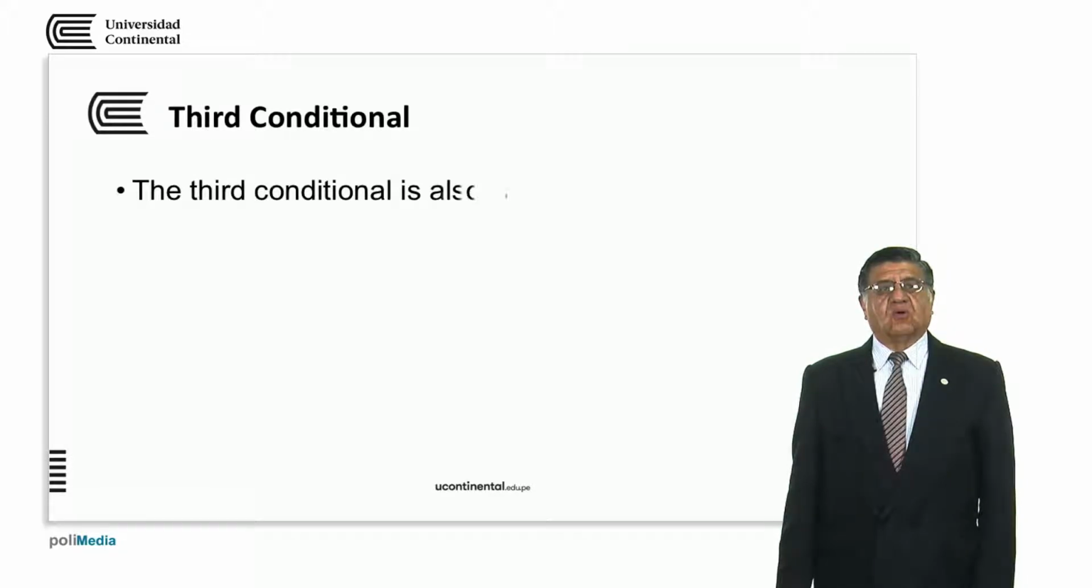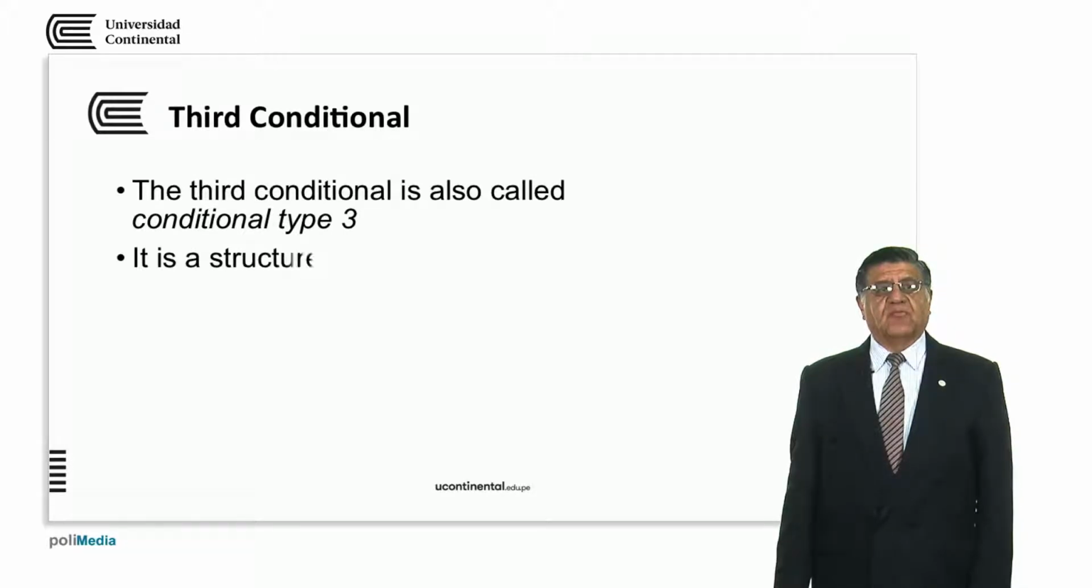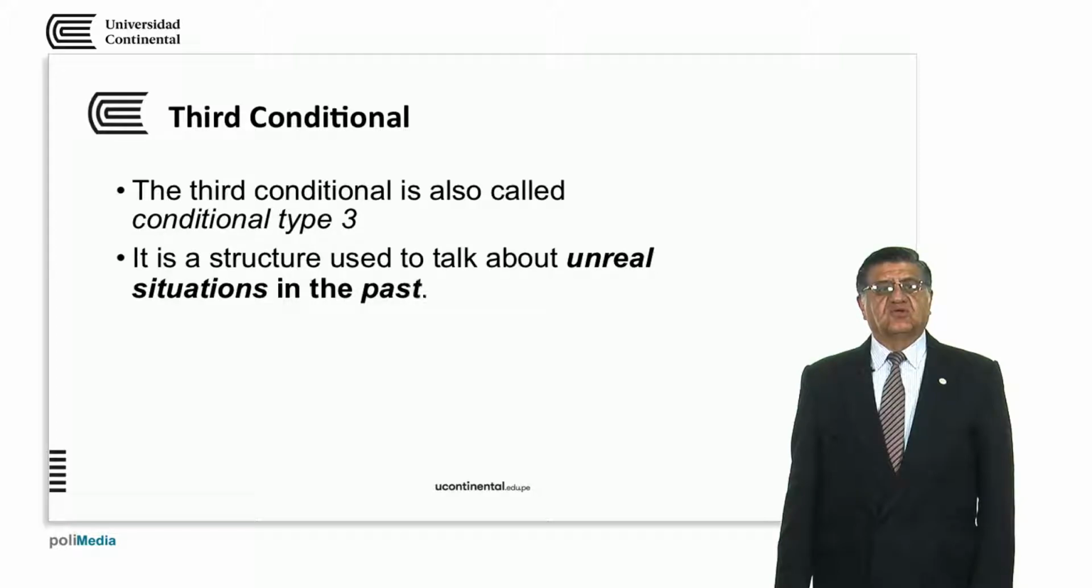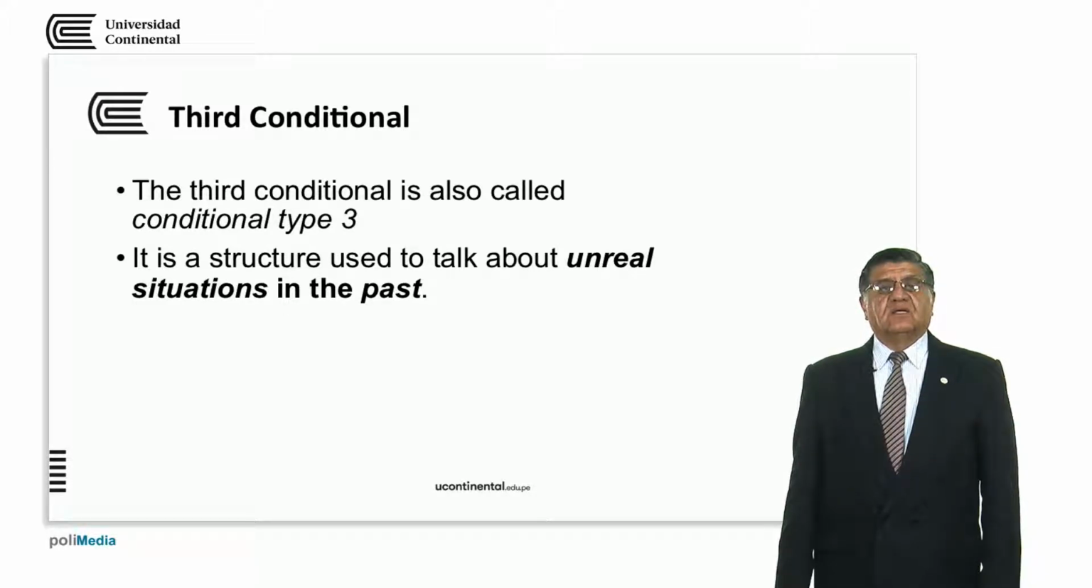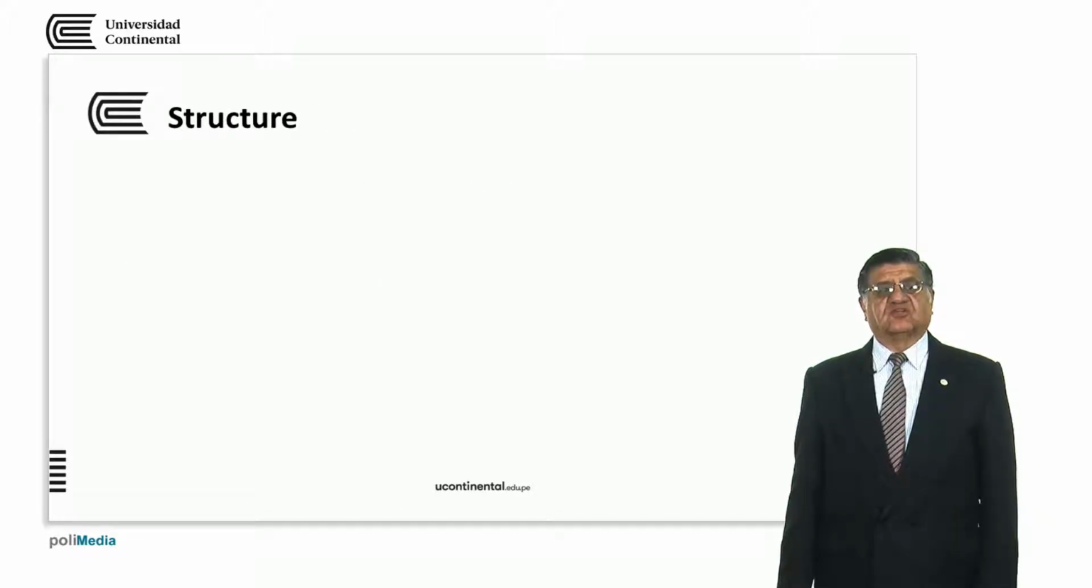It's probably our last meeting in this course. The third conditional is also called conditional type 3 or conditional 3. Okay, we are going to talk about unreal situations in the past. Things that could happen or things that didn't happen, and those actions had or would have an effect in the past.